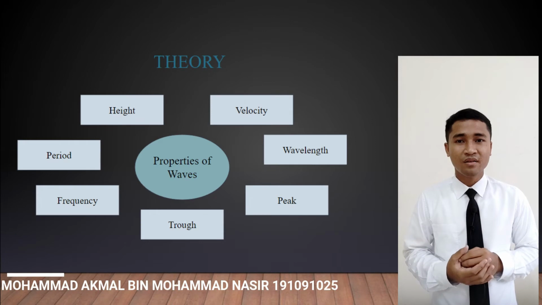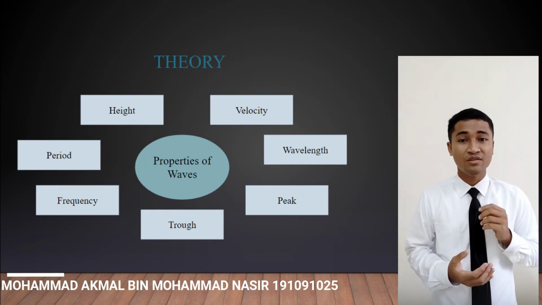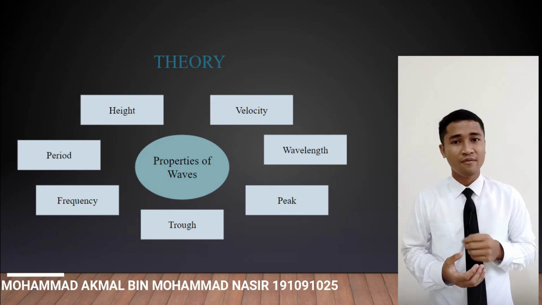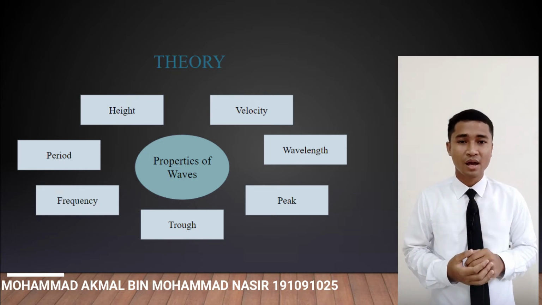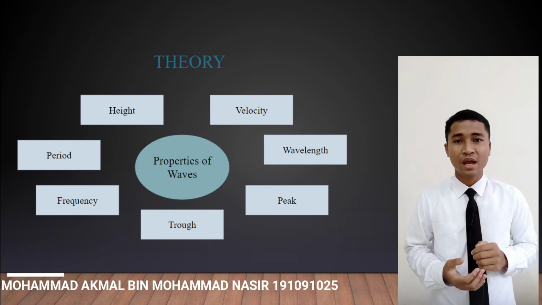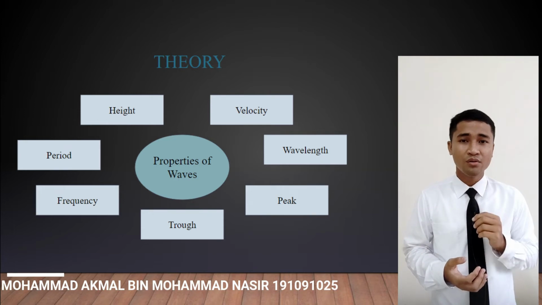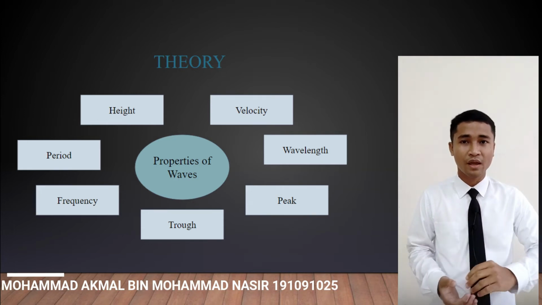There are some properties of the wave we should know since it can come in different forms. Velocity, the speed of the wave that is moving past a fixed point. Wavelength, the range between one peak to the next peak. Peak, the top point of the wave. Trough, the bottom point of the wave.